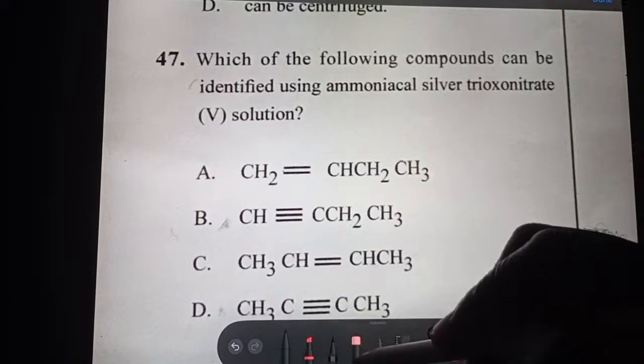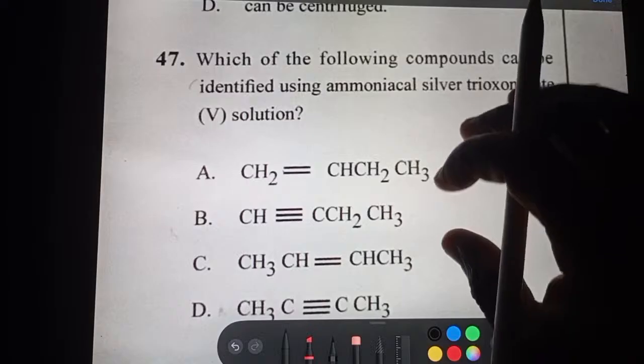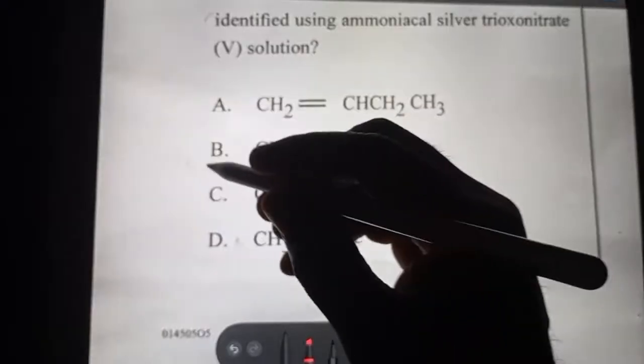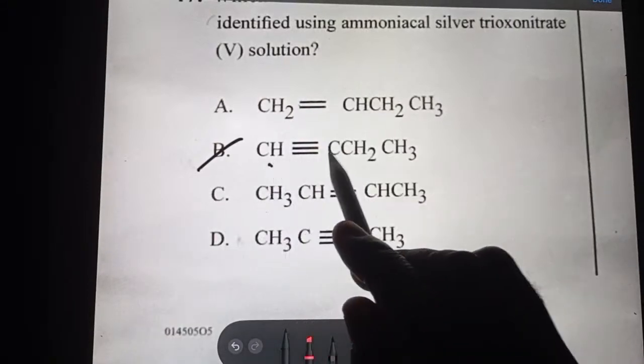Automatically, the correct answer is nothing but the terminal one, the one that is at the end of the chain. So B is a terminal alkyne, meaning this is 1, 2, 3.